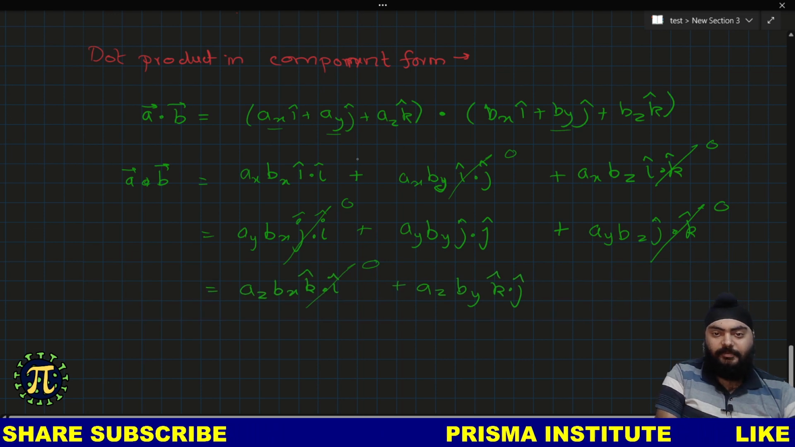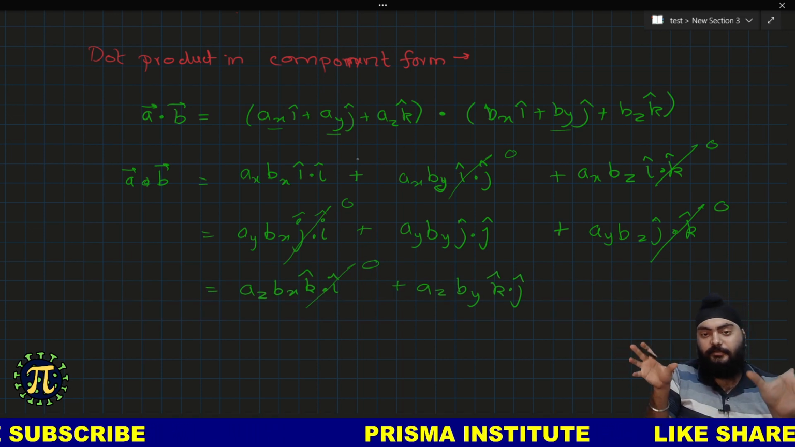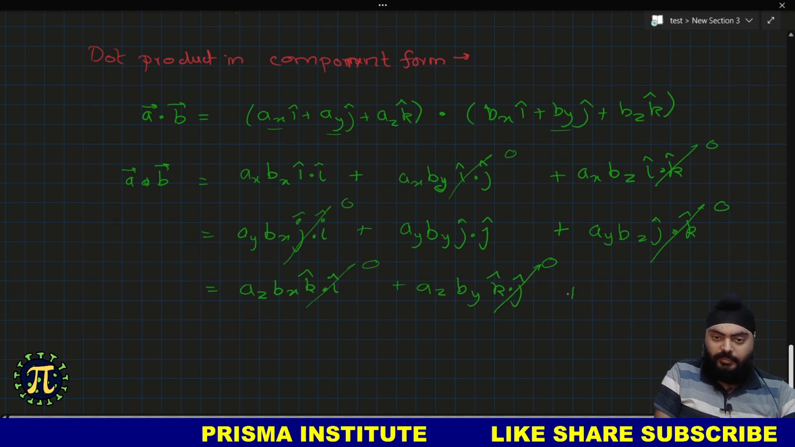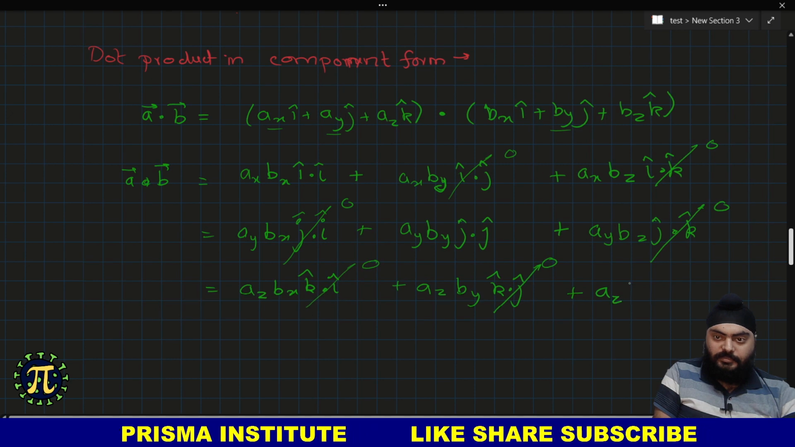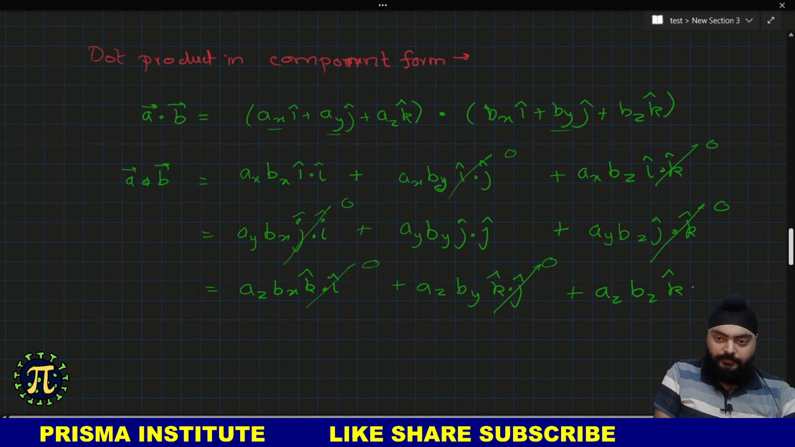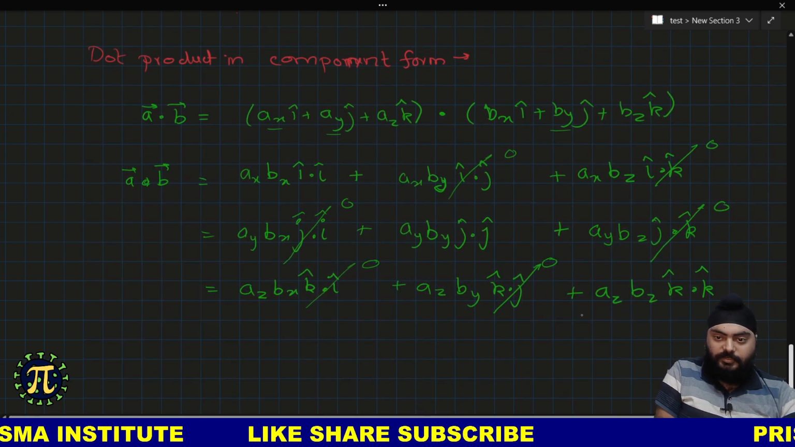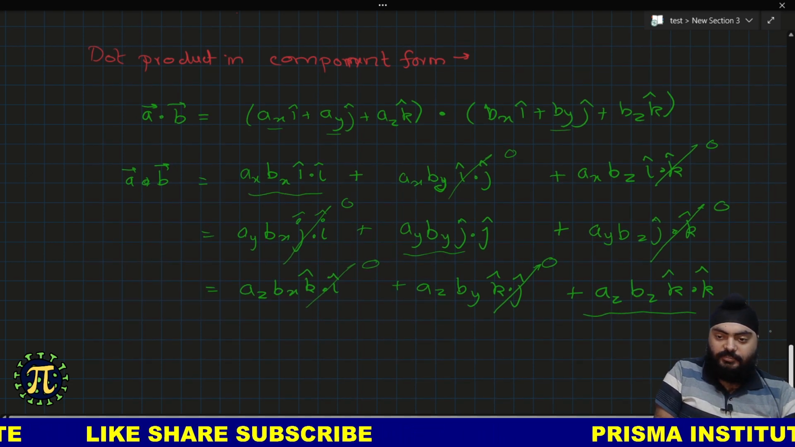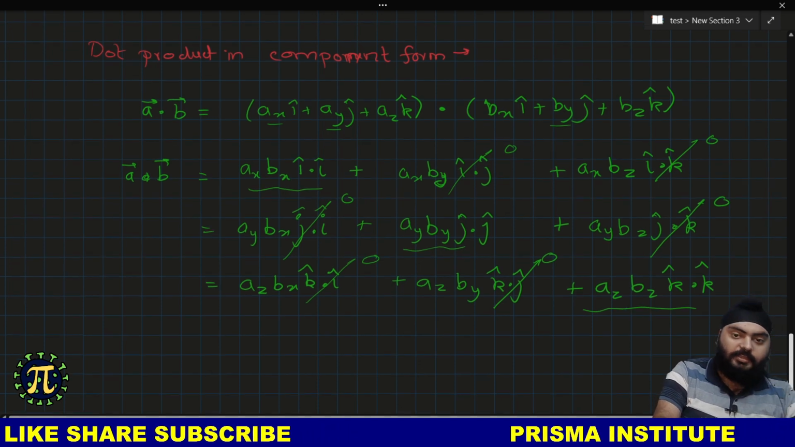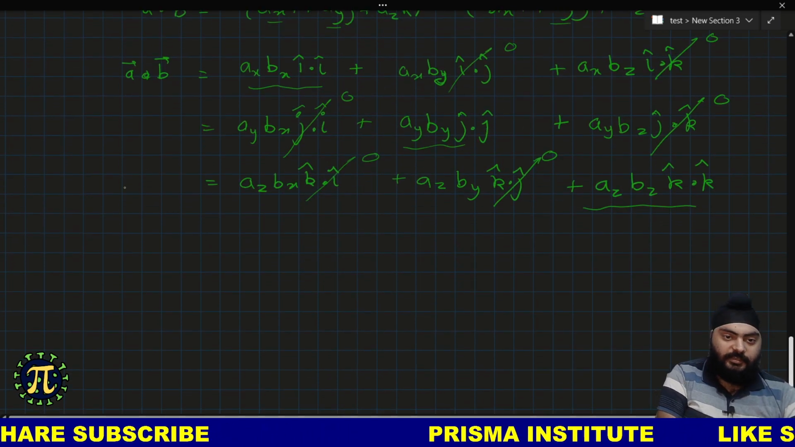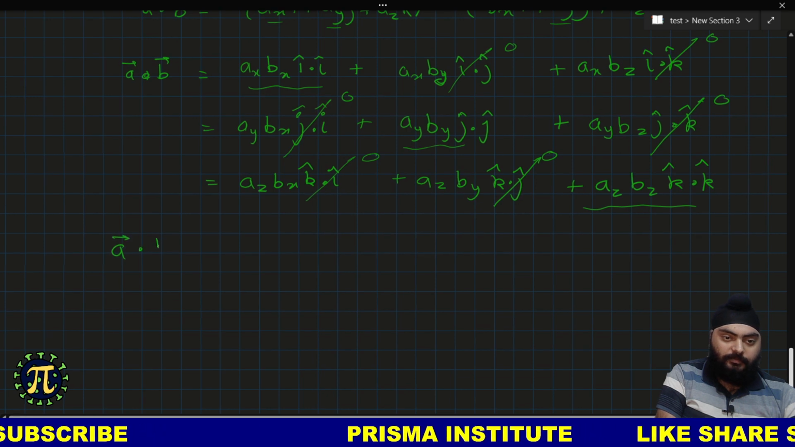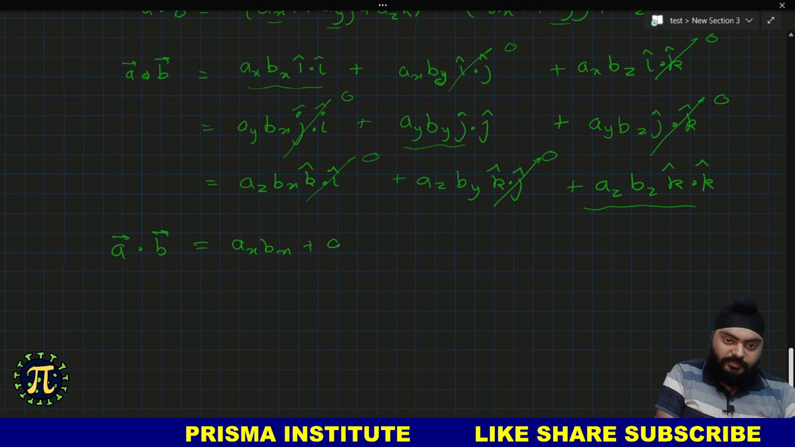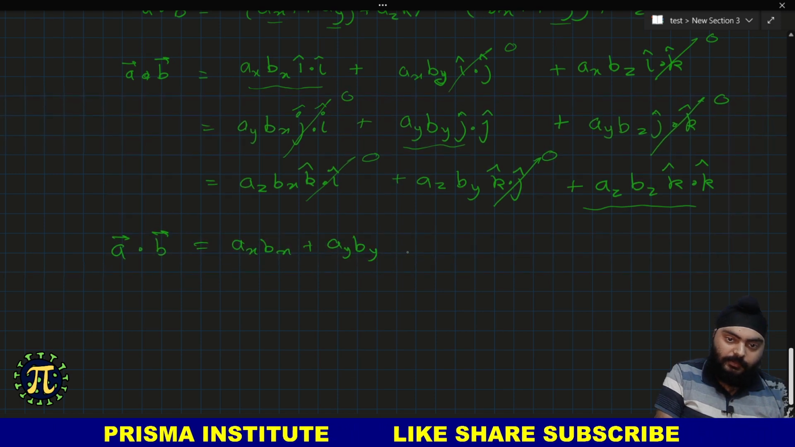So basically we are multiplying, right? Two terms multiplied by three terms, we'll get 9 terms. These are the 9 terms, right? Plus az bz k cap dot k cap. Okay, so only terms remaining are this and this. We already know i cap dot i cap is 1, j cap dot j cap is 1, k cap dot k cap is 1. We just defined that. Then we know a dot b is nothing but ax bx plus ay by plus az bz.